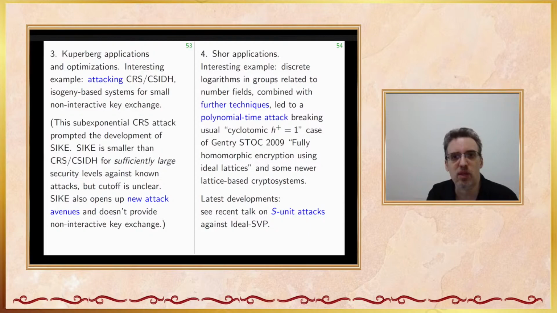This is something where it's really worrisome that there are these attacks against major crypto systems appearing just a few years ago. And then I've got a link to some very recent work on S-unit attacks against ideal SVP. I would recommend not relying on ideal SVP for any cryptographic systems.